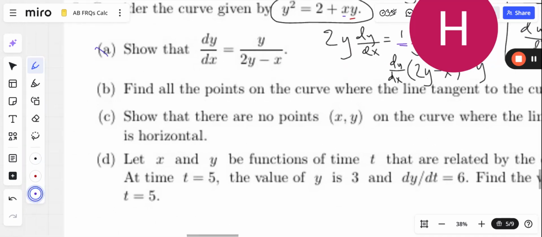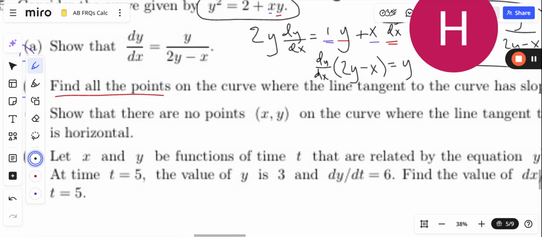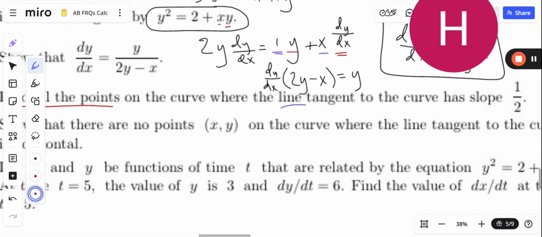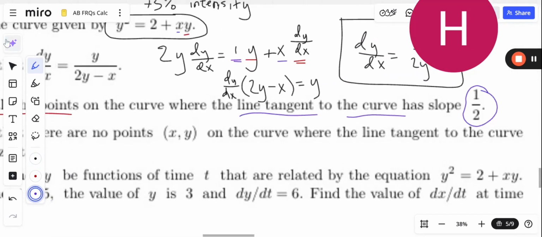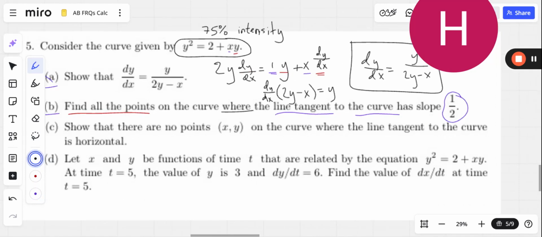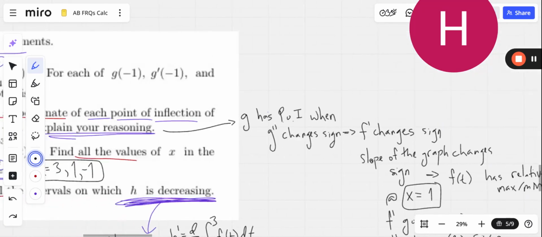Okay, easy enough. Part B. Find all the points on the curve where the line tangent to the curve has slope of 1/2. So again, I'm going to teach you guys how to interpret these phrases. When they say where or that, that are related, or when they say, they used one on the last problem too.